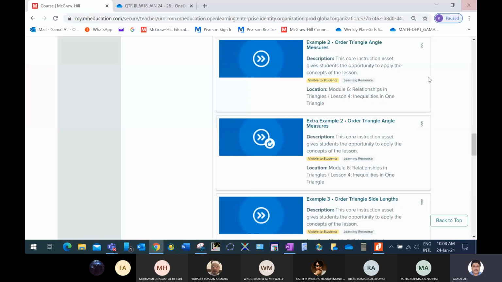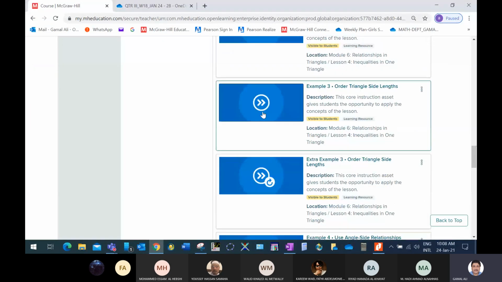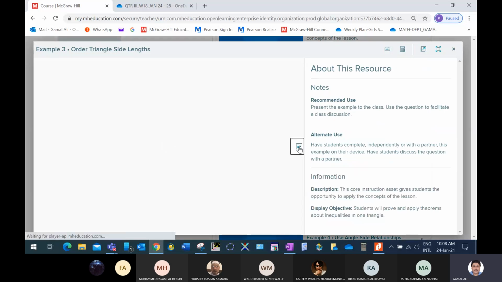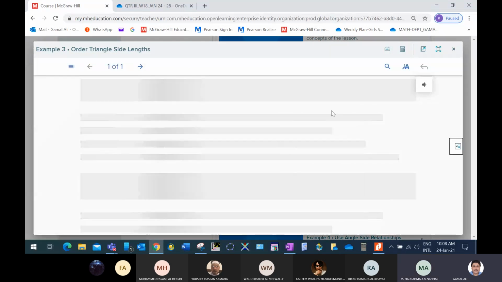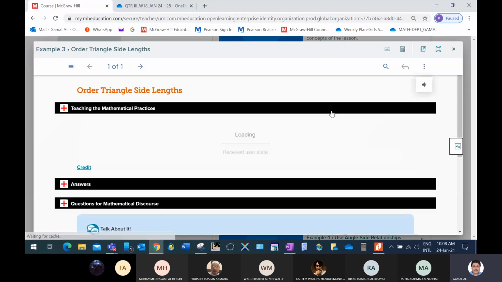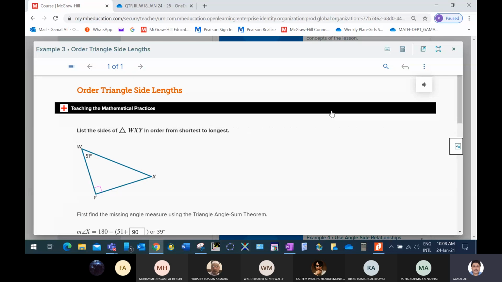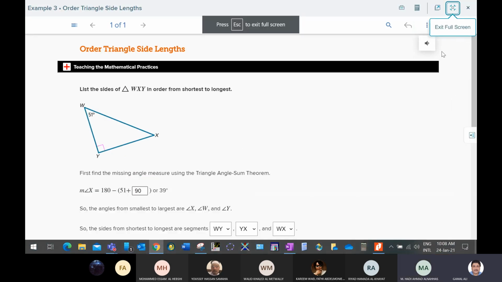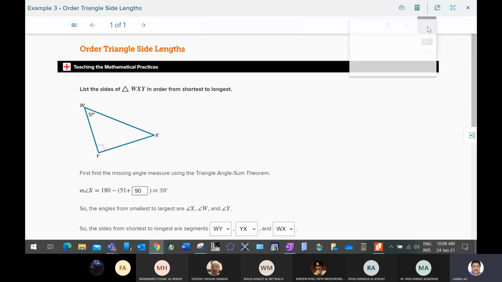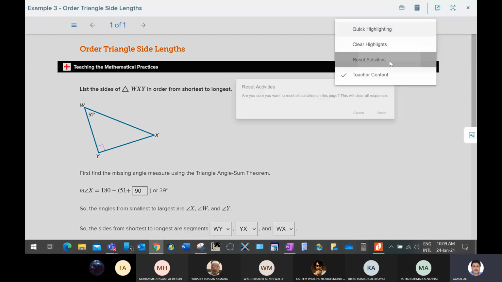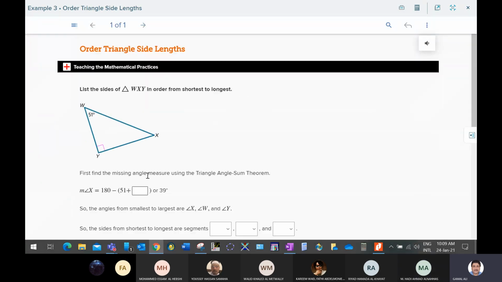Example number 3 for Muhammad Hadi. Muhammad Hadi, are you there? Yes. Here it is the opposite, Muhammad. We will order the sides according to the measure of the angles. Are you there, Muhammad? Yes. How are you? Alhamdulillah.